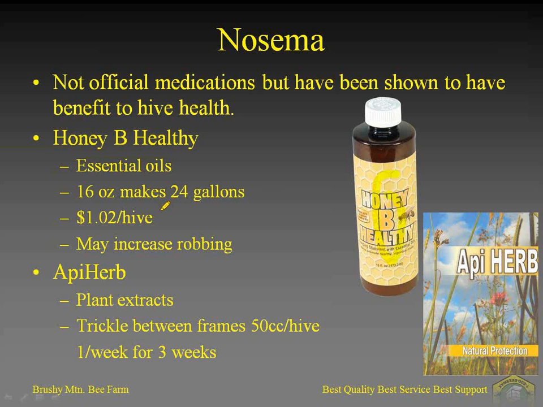Appa Herb is a new product this year. It's made from plant extracts, so it's similar to Honeybee Healthy in that sense. Admittedly, it's a little bit more difficult to apply. You have to mix up a solution. One packet makes enough to treat a little more than 3 colonies. So it works out to be about $3 a hive. And what you have to do is mix up the solution, and using a syringe, which you can get from a lot of farm supply stores, trickle about 50 cc's, 50 milliliters per hive down between the frames.